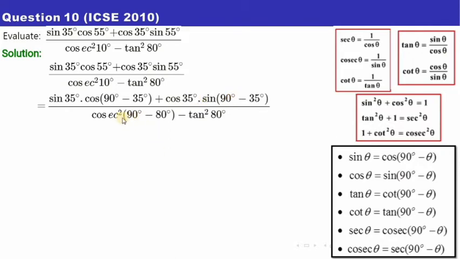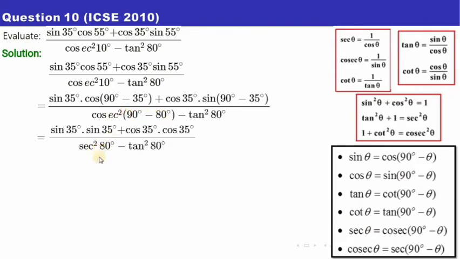Now in the denominator we have cosec 90 minus theta. Forget about the square root for now. So cosec 90 minus theta is how much? Cosec 90 minus theta is sec theta, isn't it? So this becomes sec 80 degree, but the square is also there, so that's why this becomes sec square 80 degree.